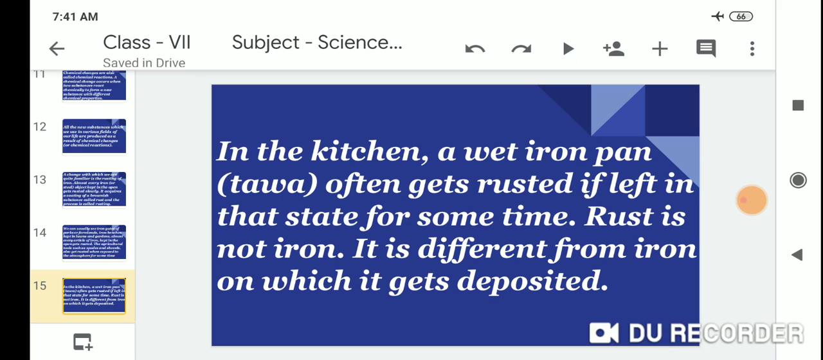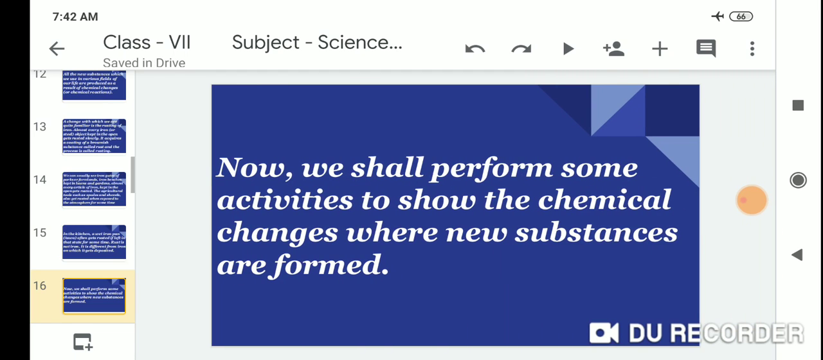Rust is not iron. It is a different form of iron, which gets deposited on the surface. So now we will perform some activities to show chemical change, where new substances are formed.